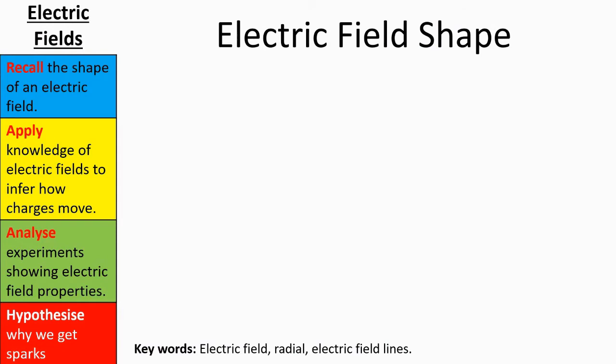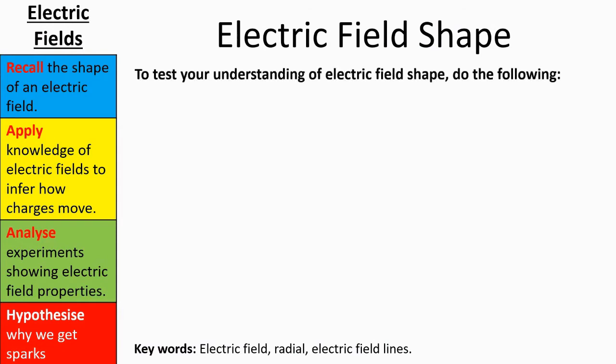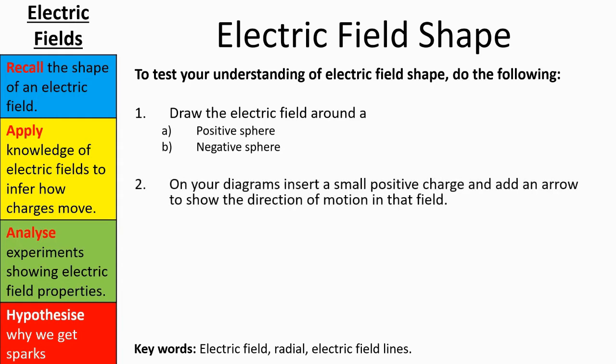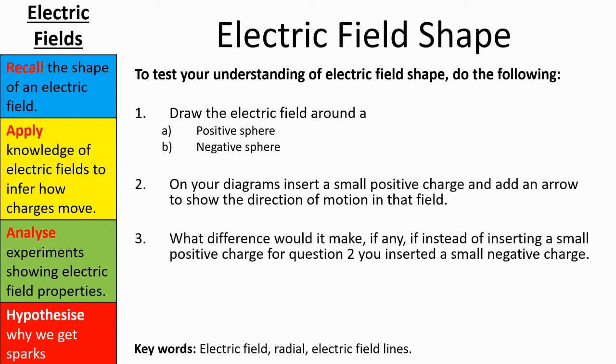Now that you've watched the demonstration, let's have a look at testing your understanding of electric field shape. Have a go at the following. Number 1. Draw the electric field around a positive sphere and a negative sphere. Number 2. On your diagrams, insert a small positive charge and add an arrow to show the direction of motion in that field.